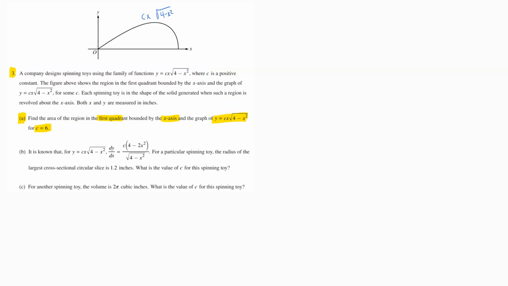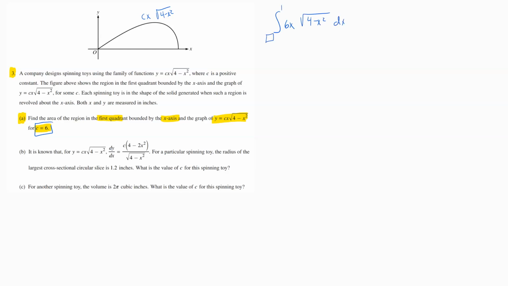And when we want to find the region bounded by that, that's going to be an antiderivative. That's going to be a definite integral. So we're going to do a definite integral. They told us that c is 6, so we could go ahead and plug in 6. And then we have the square root of 4 minus x squared dx.